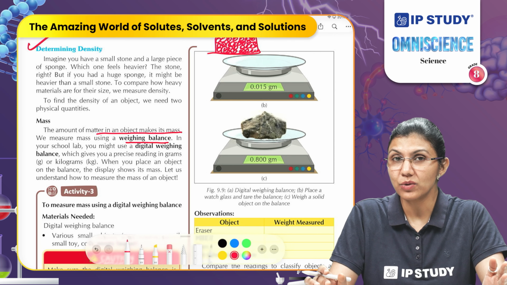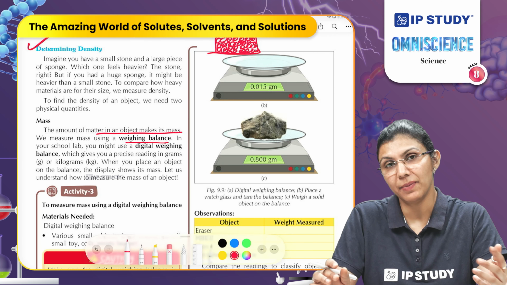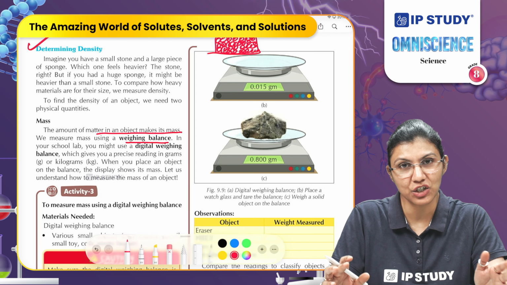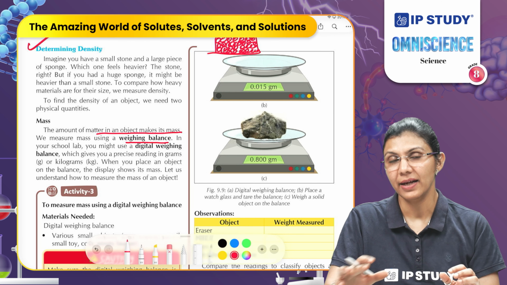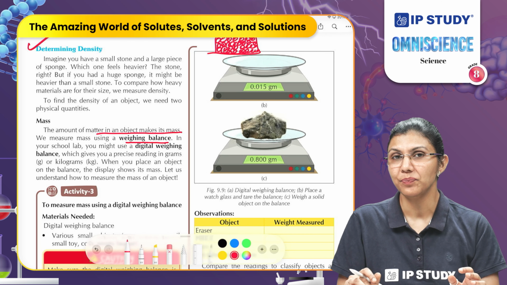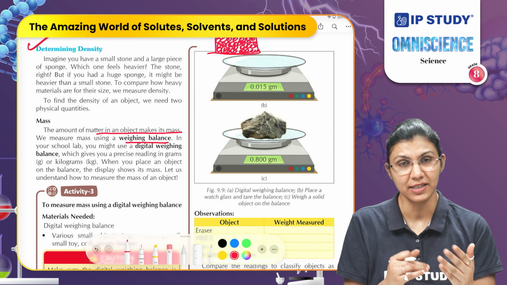Nowadays, we are using a digital weighing balance. Earlier, we were dependent on balancing machines which were using one reference as the standard weight, and on the other part, we were using the material which we are supposed to measure for its mass.